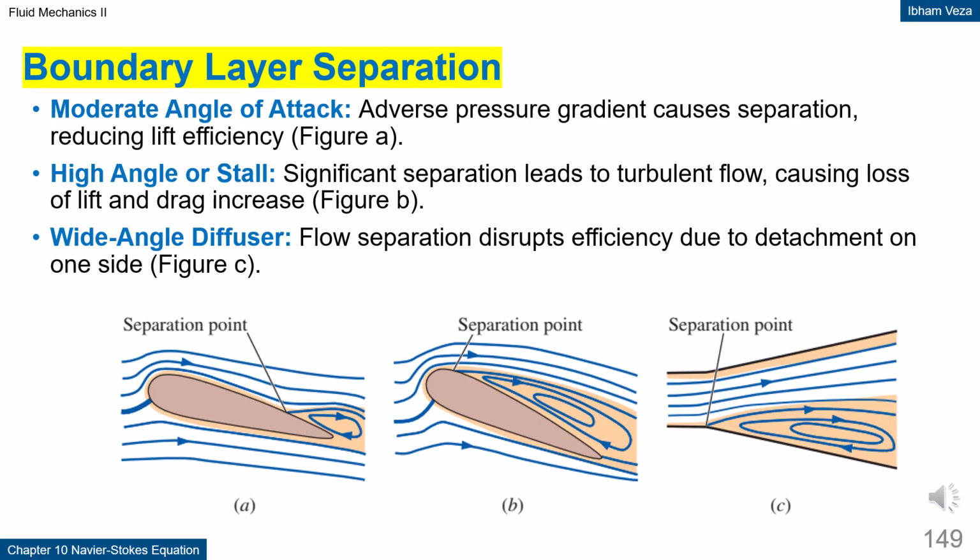Boundary layer separation. At moderate angles of attack, an adverse pressure gradient can start causing partial separation. At high angles or stall conditions, separation becomes extensive and the flow turns highly unsteady. This leads to a strong loss of lift and a large increase in drag. The wide-angle diffuser case shows that separation also reduces efficiency in internal flows. Therefore, separation is a critical phenomenon that must be avoided in design.